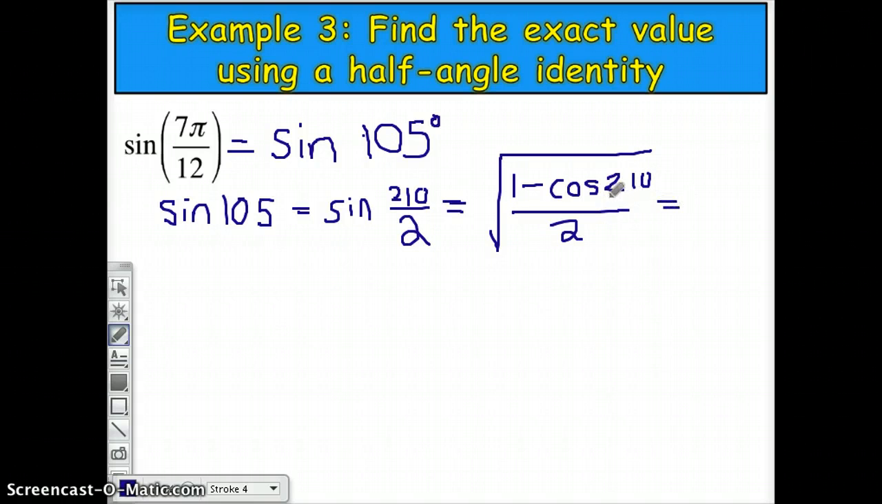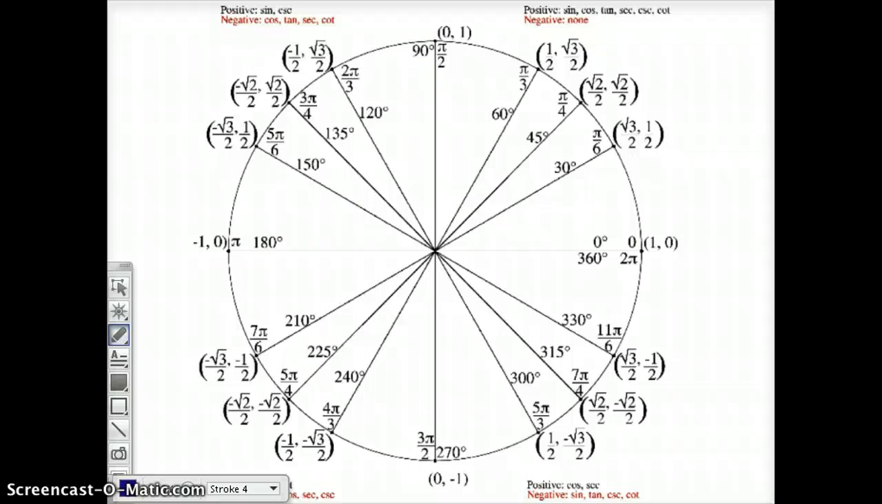Okay, so we've got everything substituted in, we've got the sine figured out. Now we are going to plug in the trig ratios. We know the cosine of 210. It is a value on the unit circle. I can find it. 210's right here. The x value is negative root 3 over 2, so the cosine of 210 is negative root 3 over 2.